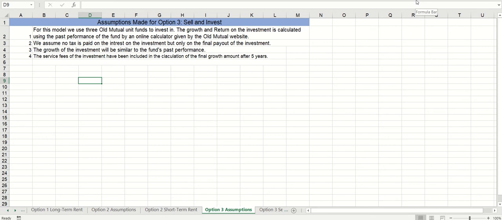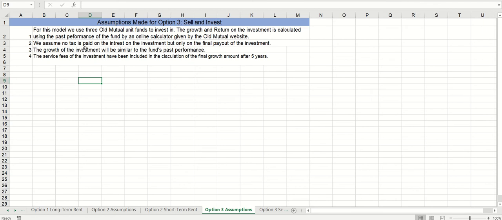The final option was to sell the apartment and to invest what is left over after all the costs and mortgages were paid off. We calculated this amount, which can be invested, to be 403,400 Rand. And the following assumptions were made.